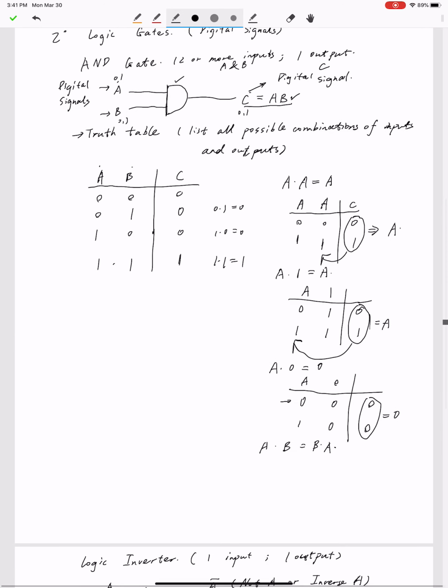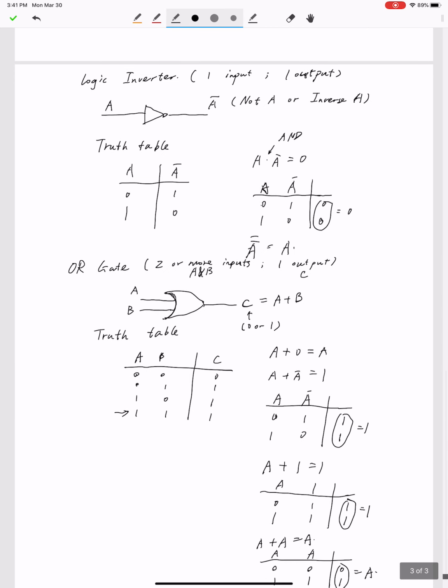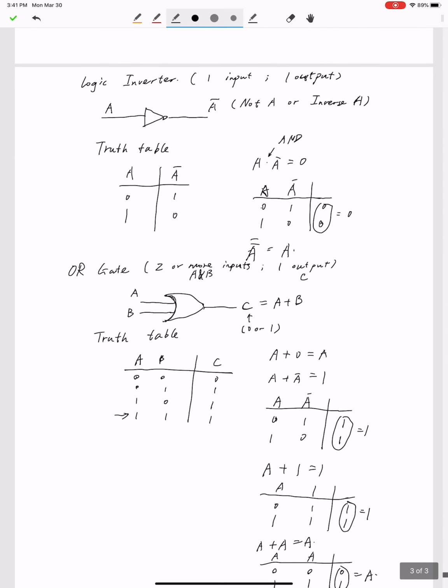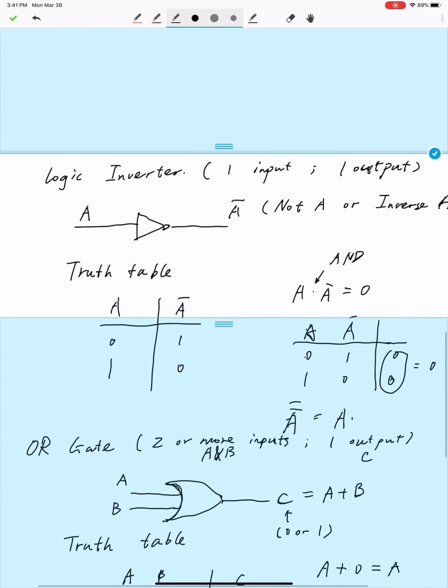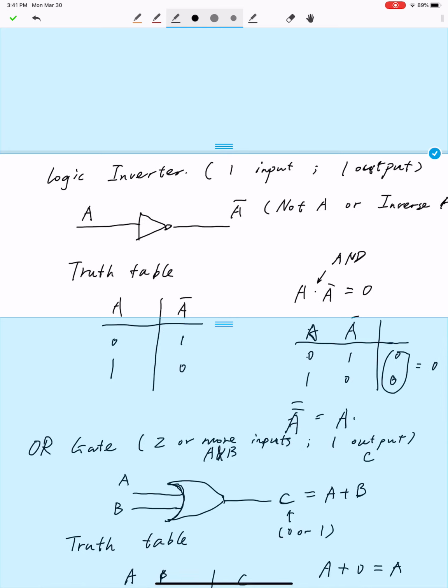Very simple, right? So the next one is the logical inverter. The logical inverter has only one input and one output. Okay. To draw a logical inverter, you can use a triangle and a small circle.